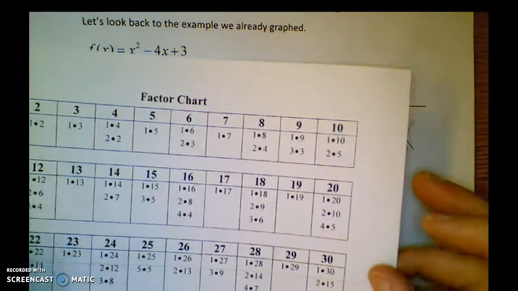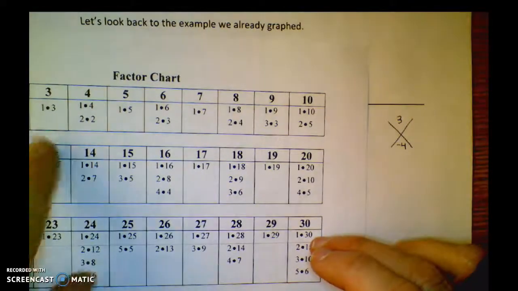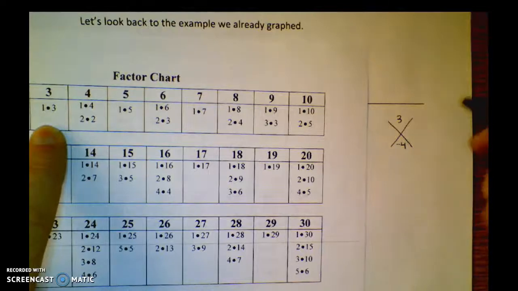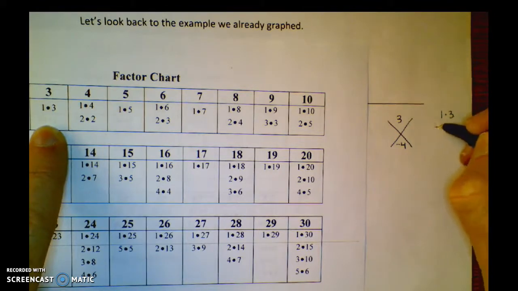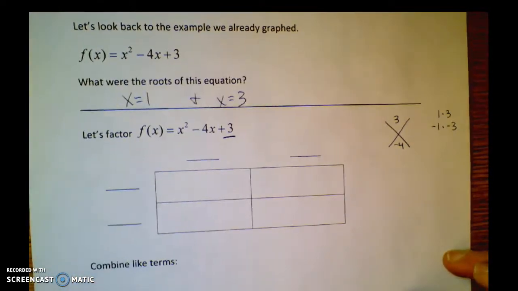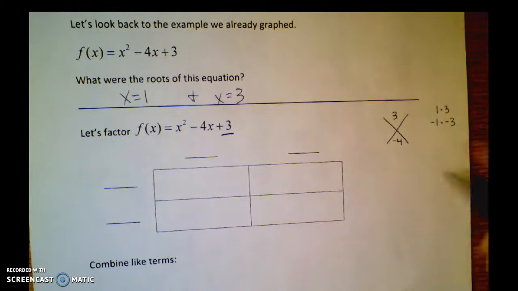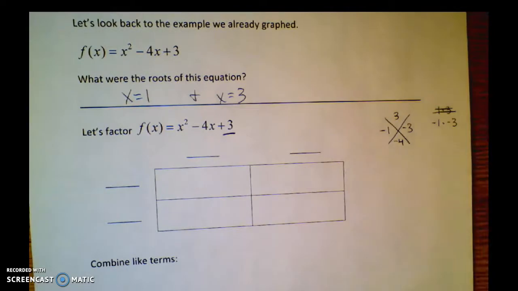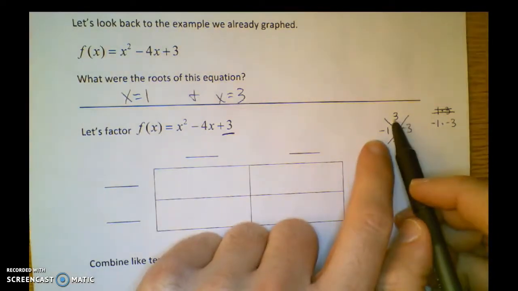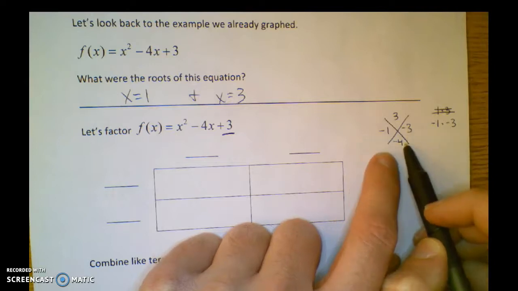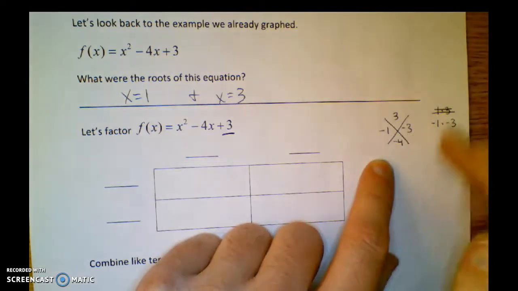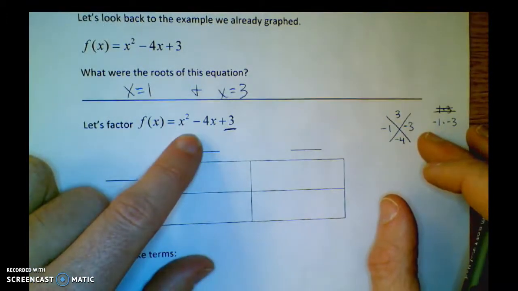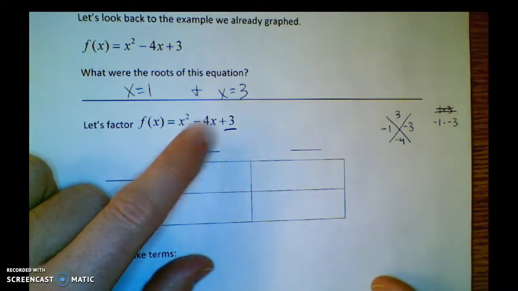So looking at your factor chart, for 3, the only two numbers that multiply together to equal 3 are 1 times 3. But remember, our factor chart doesn't include negatives. So also to get +3, I can use -1 and -3, because those multiply together to give +3. Which two factors added together will give me a -4? Well, the two answers have to be negative in order for you to get -4. So my factors of 3 that multiply together to equal 3 and add together to equal -4 are -1 and -3. So we can factor this equation into two sets of parentheses that multiply together to equal this guy.